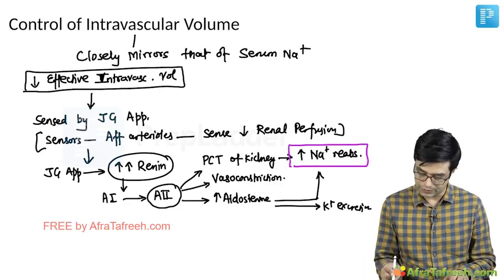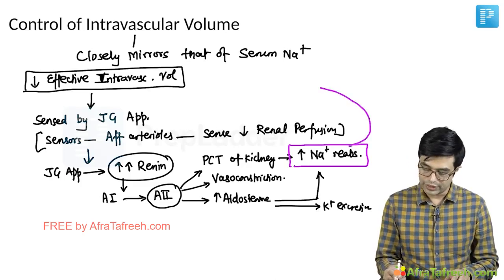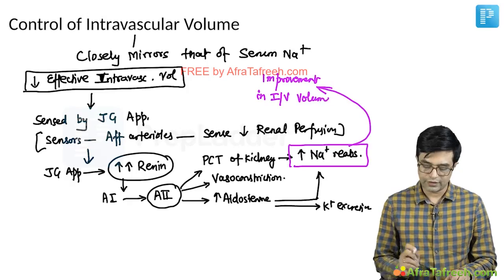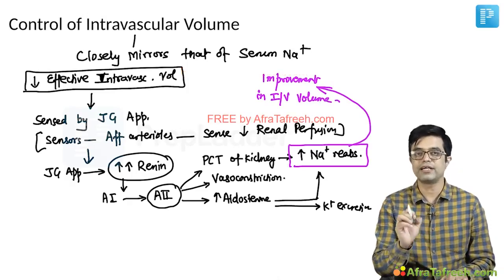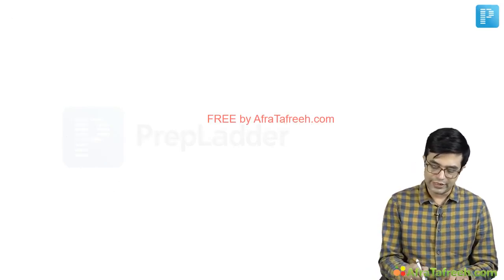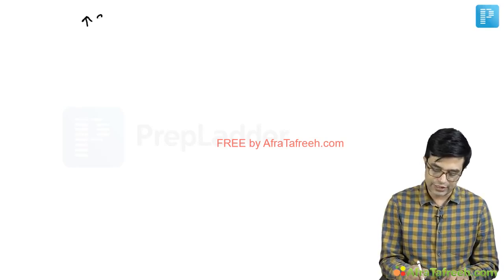This increased sodium reabsorption will cause sodium and water retention, leading to improvement in intravascular volume. Right? So the renin-angiotensin system plays a very critical role in these patients. Now imagine a scenario where the reverse happens. Suppose there is increase in the effective intravascular volume.